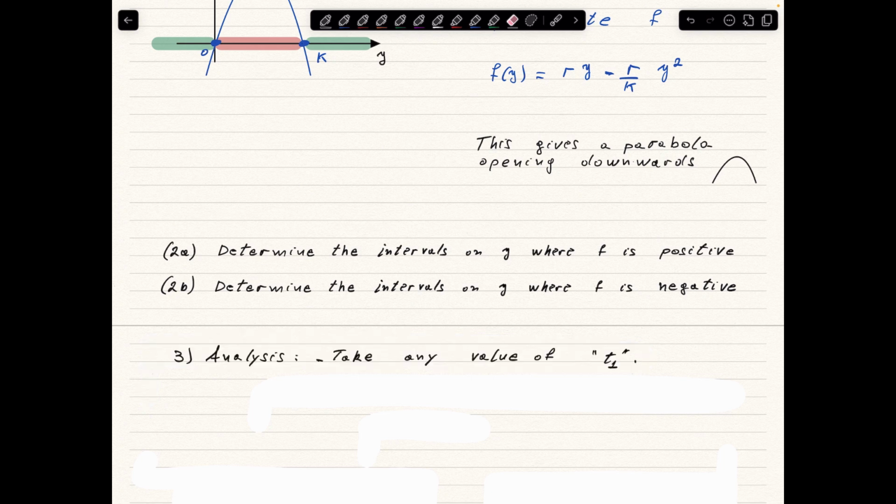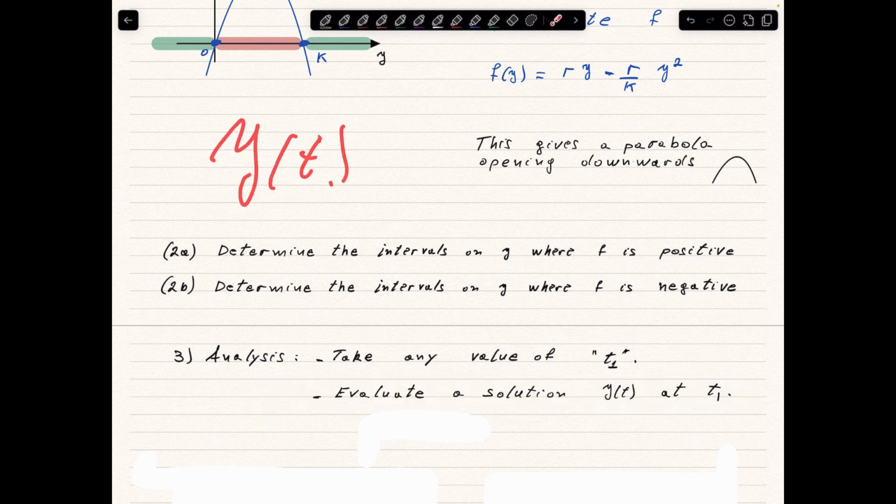Analysis, understanding what all this means. Take any value of the time variable t, for example, t1. Okay, let's grab a time t. Evaluate a solution of the differential equation. Suppose we have a solution y of t. Evaluate that solution at that value t1. Okay, you're going to get a number, isn't it? That solution at the time t1 is going to give you a number.